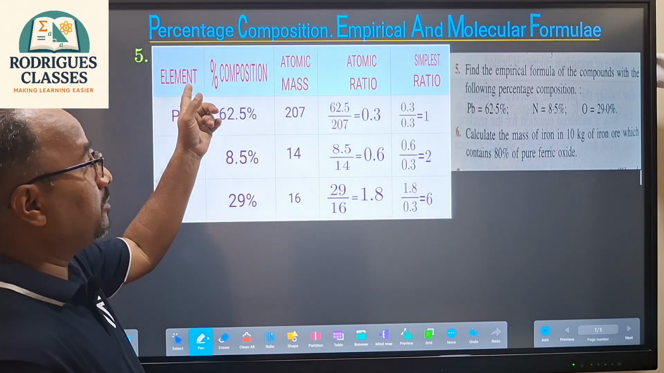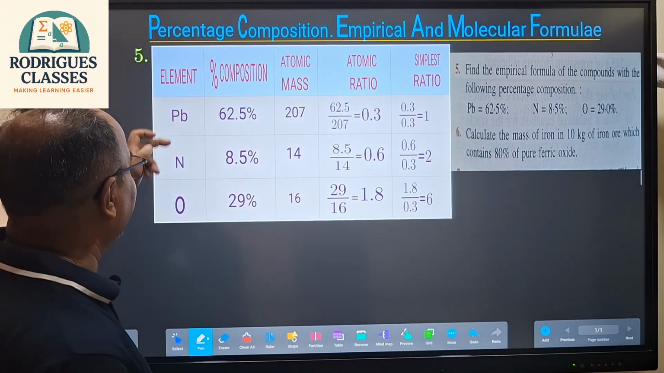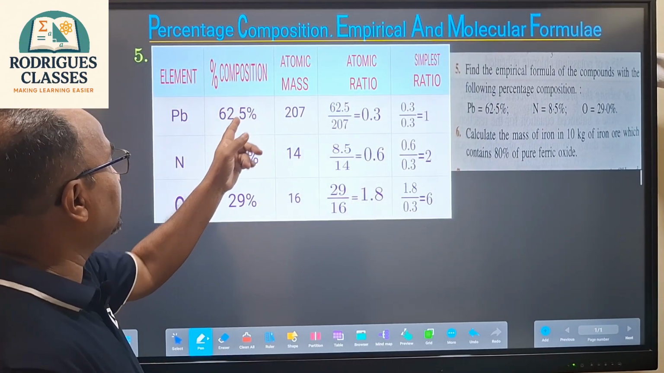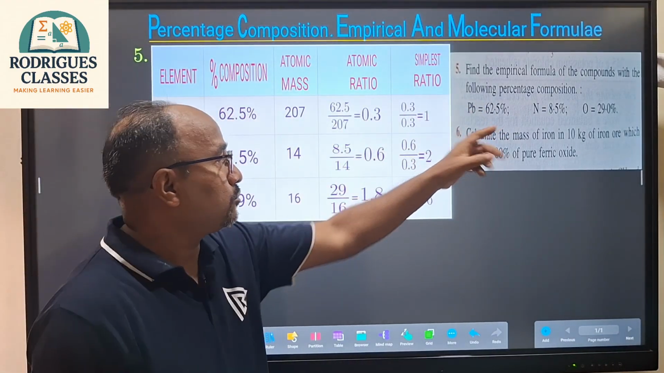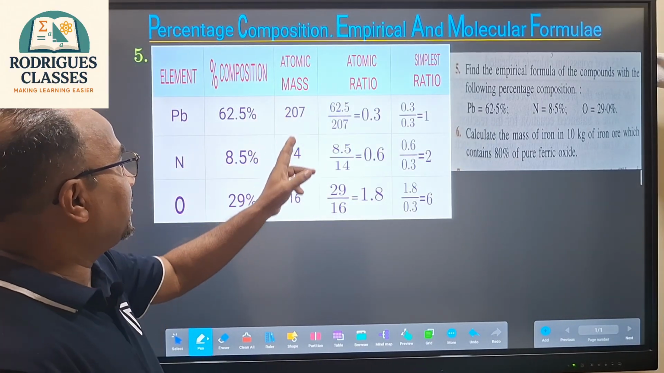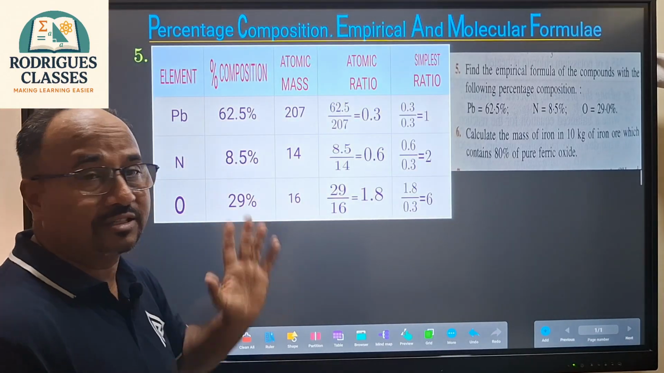The contents of the table are the element, where you will be writing the elements given in the question, which is lead, nitrogen and oxygen. Then comes percentage composition. You will write the percentage of each of them. Lead is 62.5%, nitrogen is 8.5%, oxygen is 29%. Then you write the atomic mass of them. Lead is 207, nitrogen 14, oxygen 16.